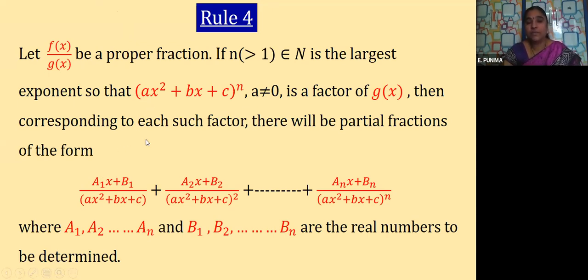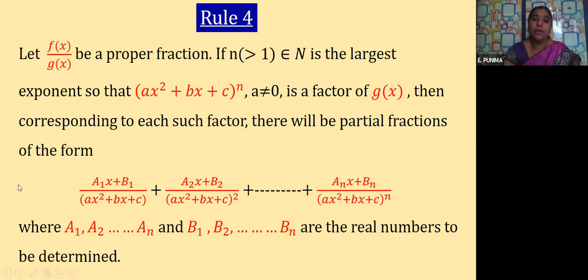Clear, children? So let us once again see what this is. If f of x by g of x is a proper fraction, here g of x should have a quadratic factor with a power n. What is the condition for this n value? It should be greater than 1. Why is it greater than 1, children? Then only we say that it is repeated. Greater than 1 means it can be 2, 3, 4, and so on. Only if it is greater than 1 do we say that it is repeated, because our rule 4 is about repeated irreducible factors. So that's why n should always be greater than 1.